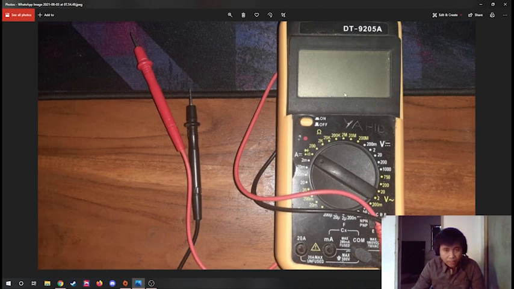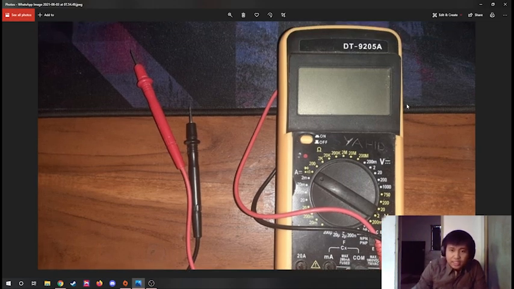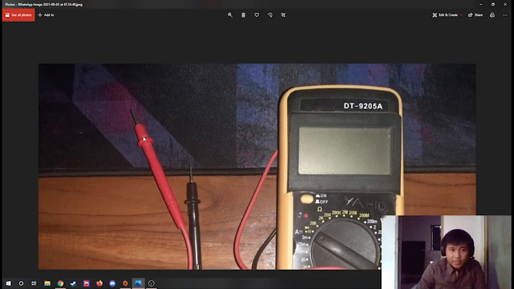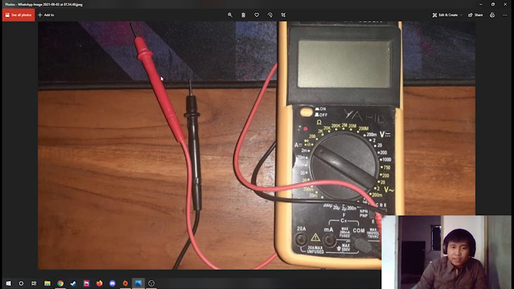There is this part called LCD. It will show the value of the electrical component we want to measure, like for example a resistor, or we want to measure a voltage value of a circuit. Yeah, we use this probe.